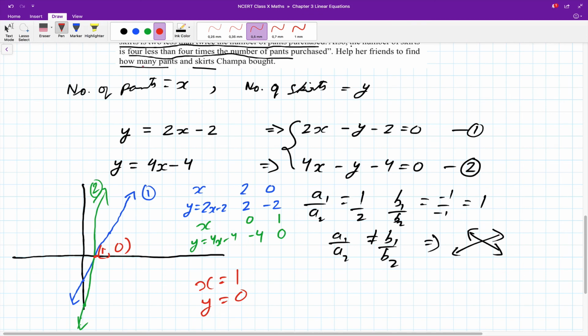Therefore, the number of pants she bought is 1, and the number of skirts Champa got was actually 0. So this is how we solve linear equations. And today we learned about comparing these ratios, where in the very beginning we can know if the linear equations have a solution or not, and whether it is worth going ahead to try to solve the linear equations or not. Thank you very much.